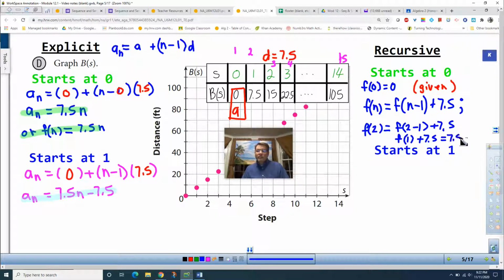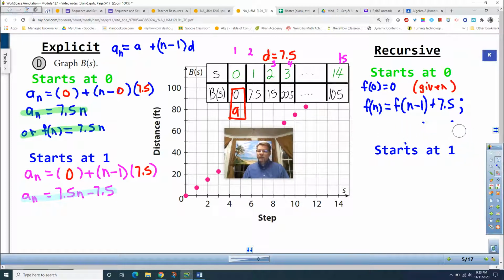7.5 plus 7.5, and there's my 15. So f of 2 is 15. For some people, that was confusing, and if it confused you too much, don't worry about it too much. What I really need you to remember is, if I want f of 2, I go to the previous term and add 7.5. That's the thing you want to remember the most.